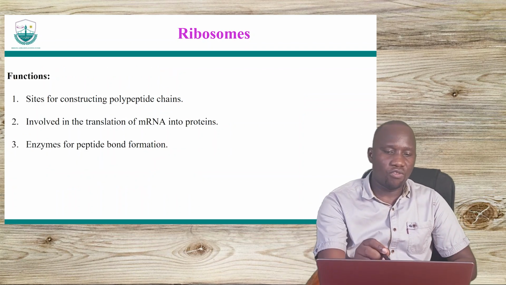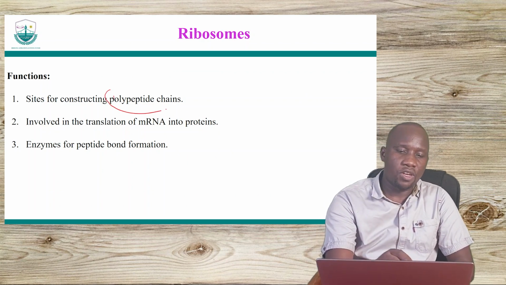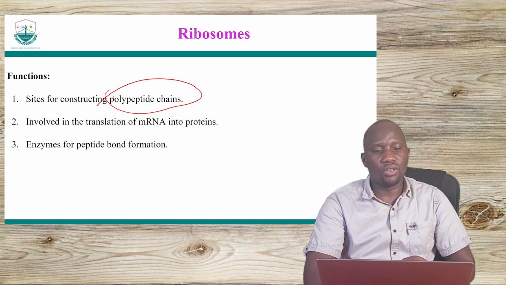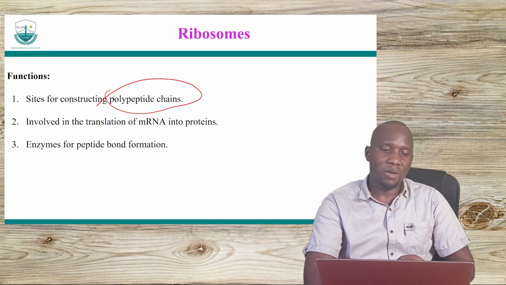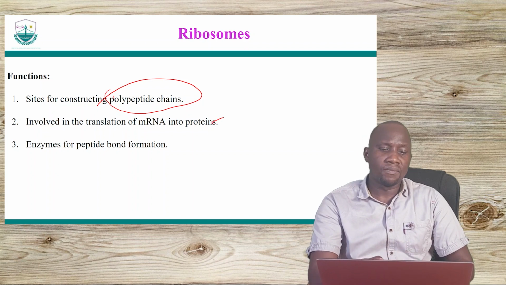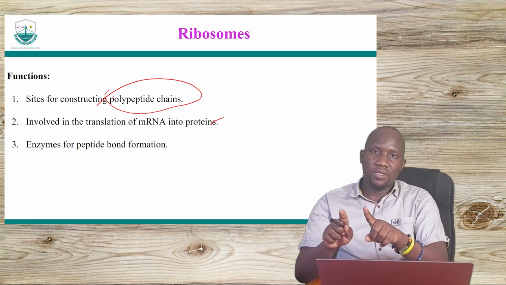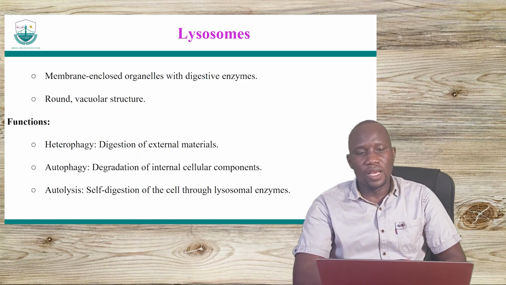Ribosomes are very important for the synthesis of protein. The construction of the polypeptide chain happens on the ribosome, as does the translation of mRNA into protein, and the formation of the bonds between the peptides.